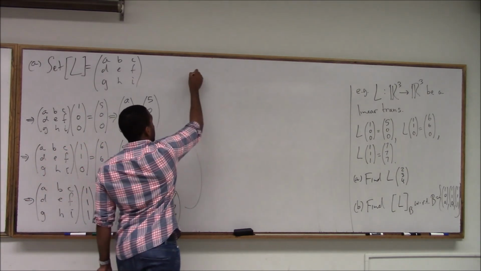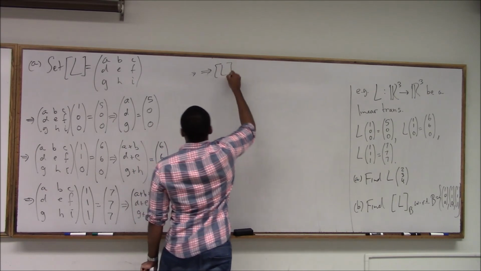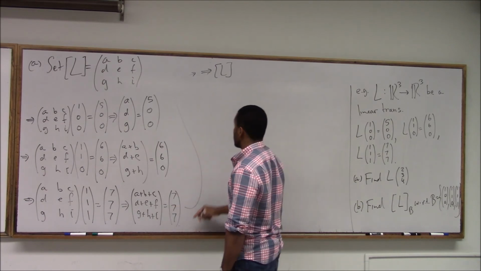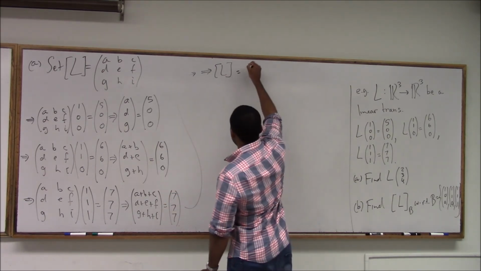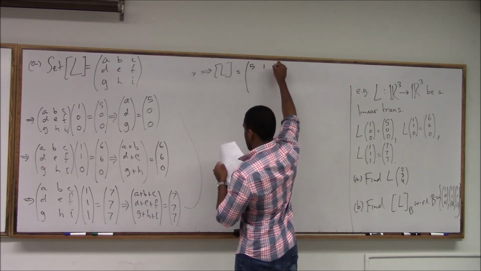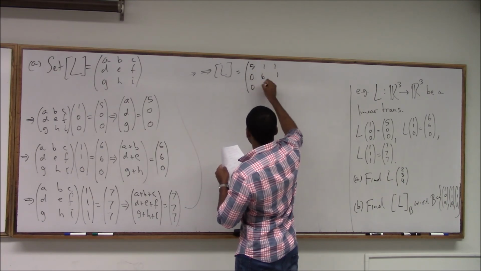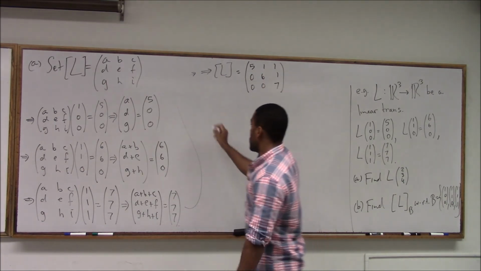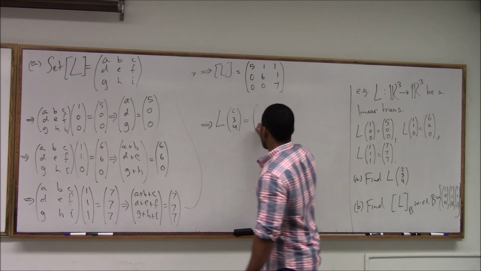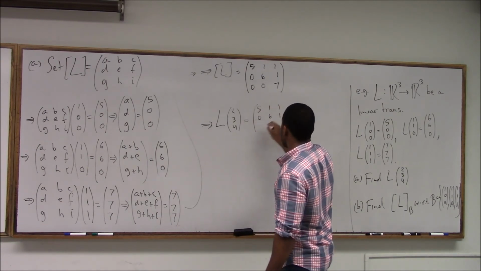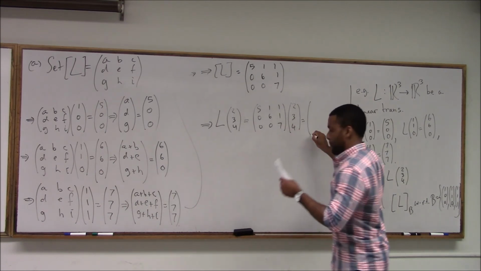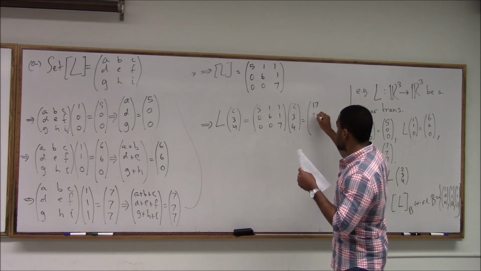And ultimately, right? Solve for A, D, G here, plug it in here, solve for B, E, H here, plug both of those in here, solve for C, F, I, and ultimately you get that the matrix is 5, 1, 1, 0, 6, 1, 0, 0, 7. Which means, if I want to find L of 2, 3, 4, that's just equal to this matrix times 2, 3, 4. Which is 17, 22, 28.